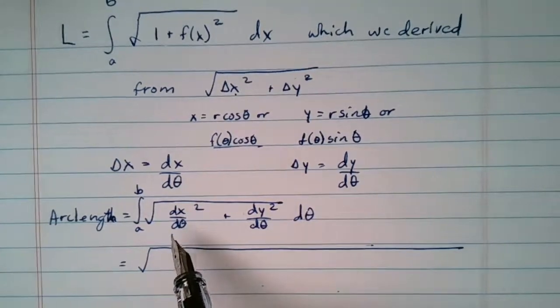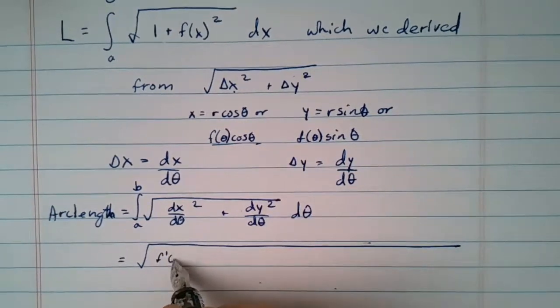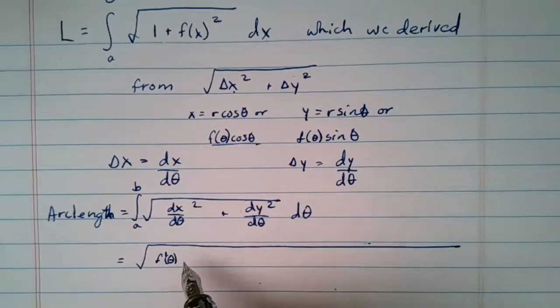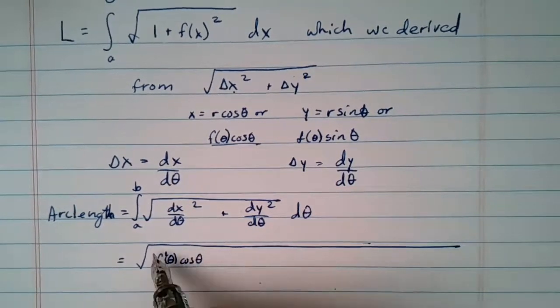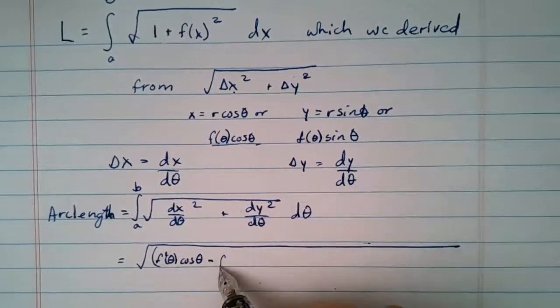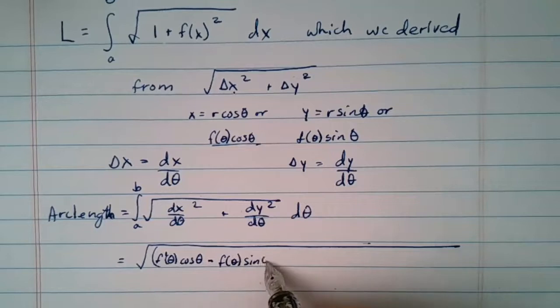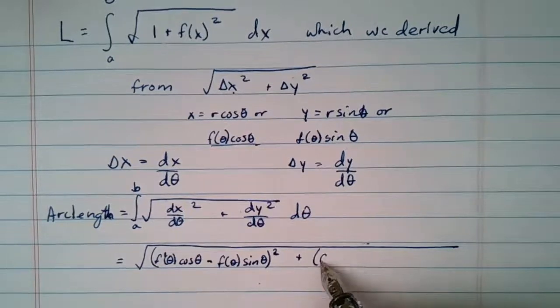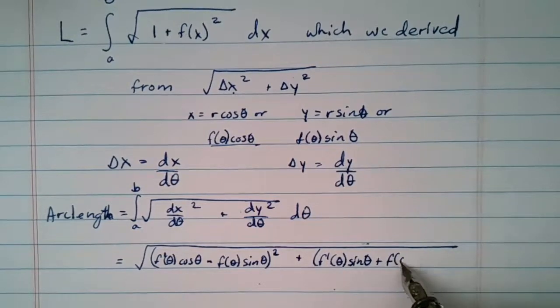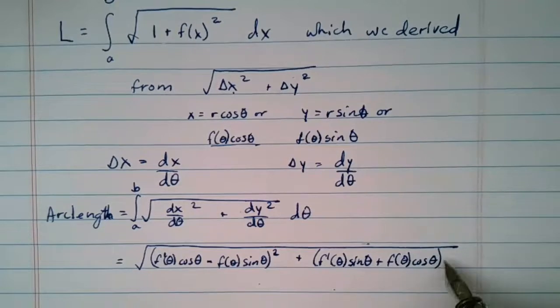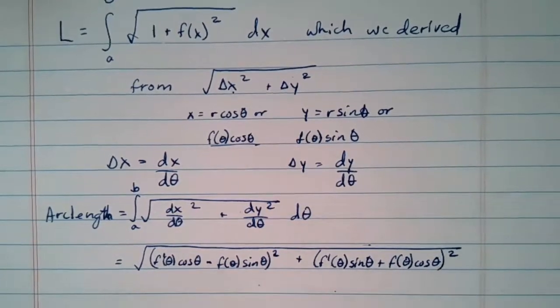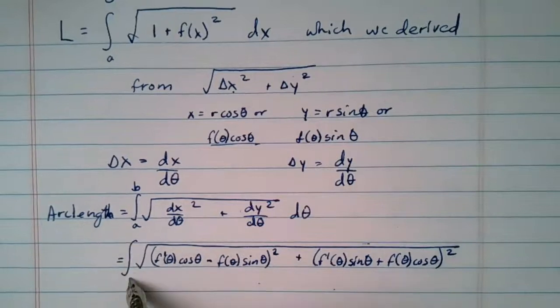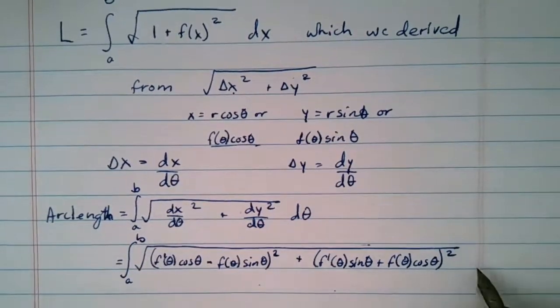Dx d theta, if you look back in our notes in this video, was f prime of theta cosine theta minus f of theta sine theta, and that's going to be squared. And dy d theta was f prime of theta sine of theta plus f of theta cosine theta, squared. We're going to square all of that, and of course, that's still going to be integrated from a to b with respect to theta.